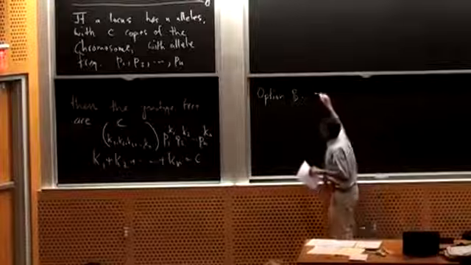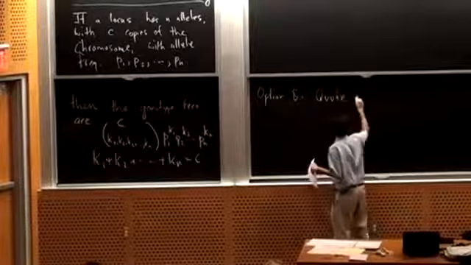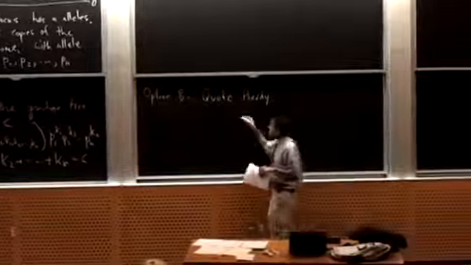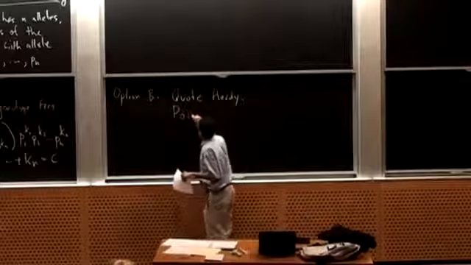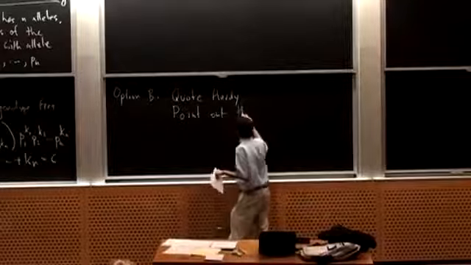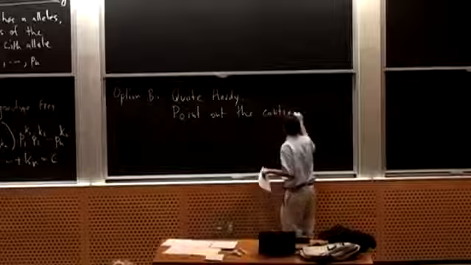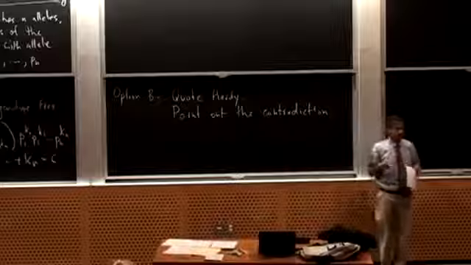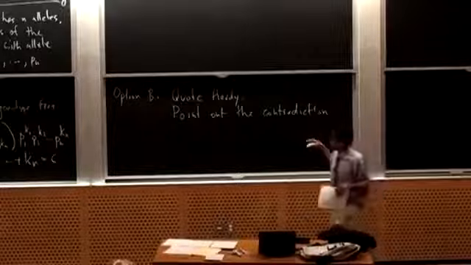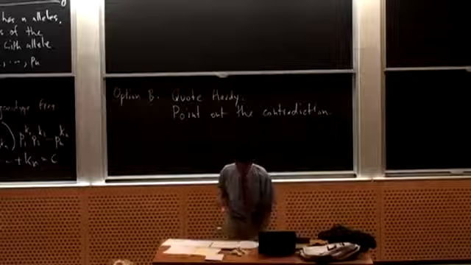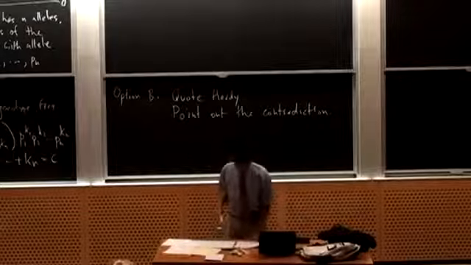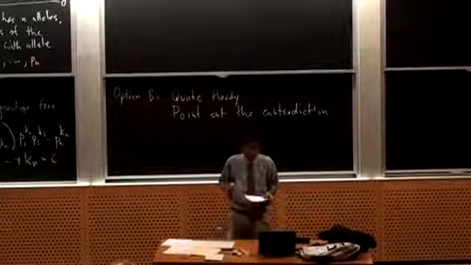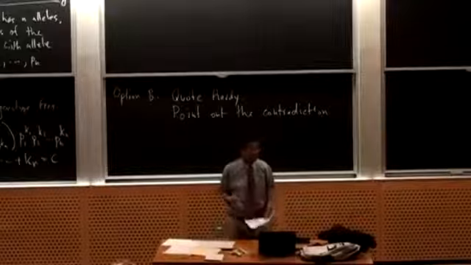Okay, so the option B is to quote Hardy and then point out the contradiction between what he said and what we're going to do. Now also, in option B, you can also go a bit farther. You can say, well, why would Hardy have said something like that? And indeed, why would he have said something like that in his apology?